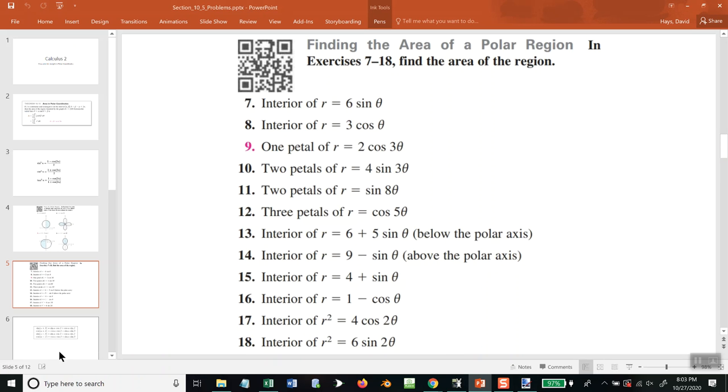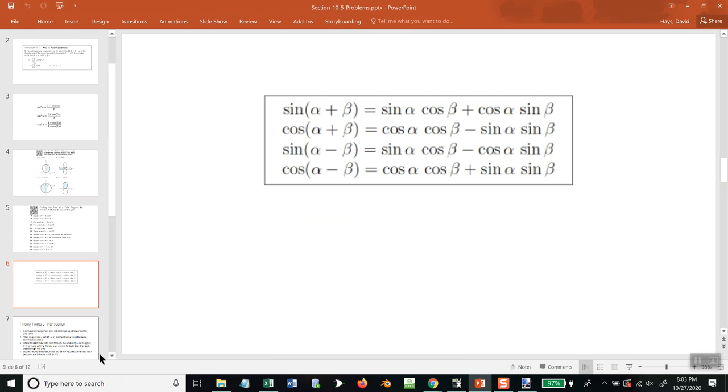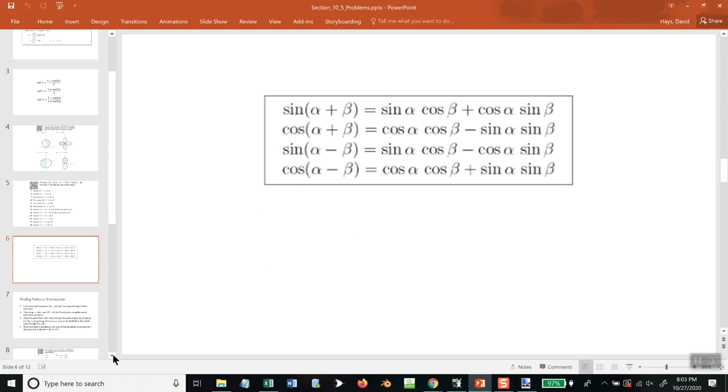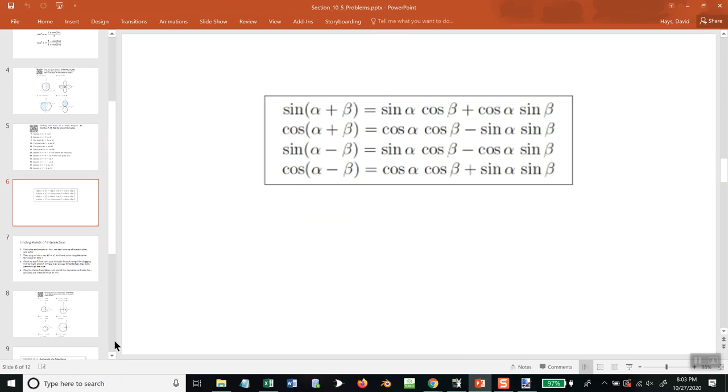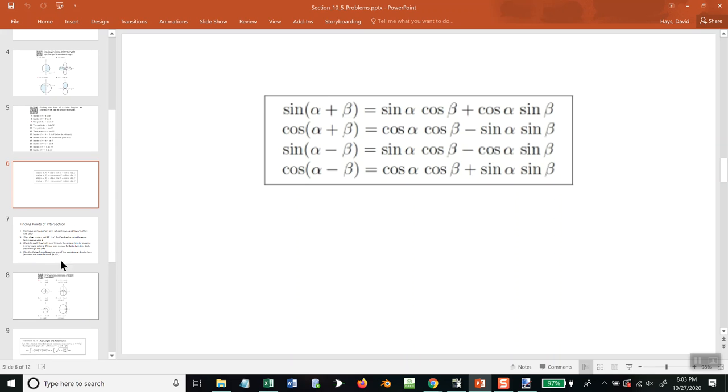Let's see. Now here's some formulas from trig. It's where you're adding and subtracting the sum and difference of two angles. Those come in handy.